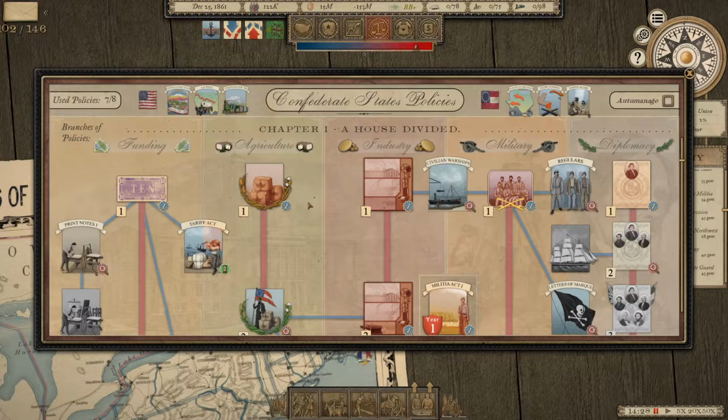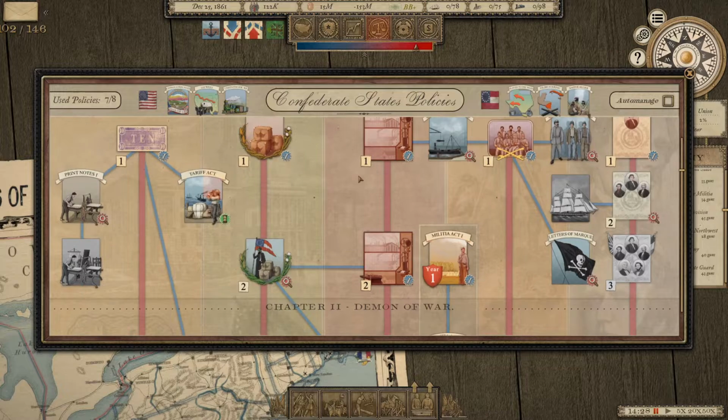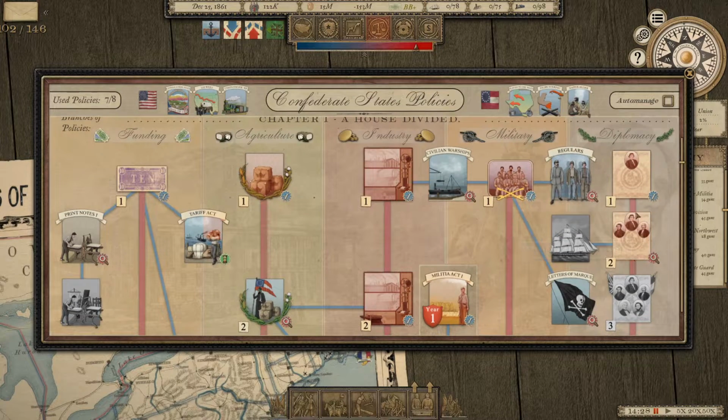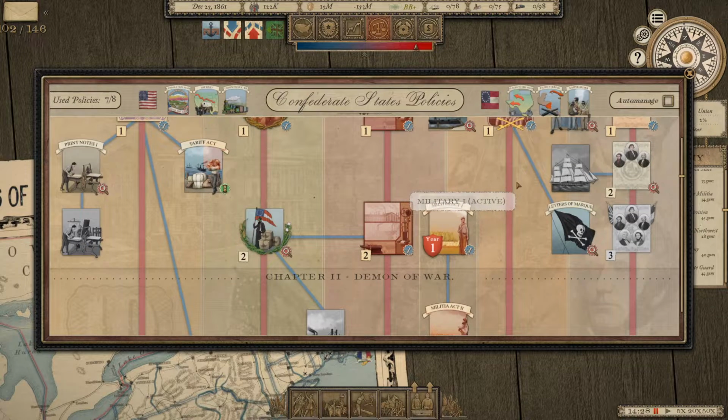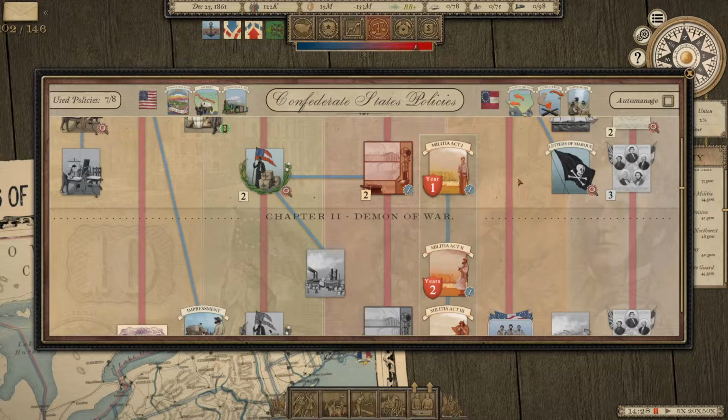We're talking about just what your first 6 or 9 months of policies are: industry 1, 2, diplomacy 1, funding 1 and 2, military 1. Those are the main points I'd want to hit. All right, now the last few bits and pieces of advice I can give you.